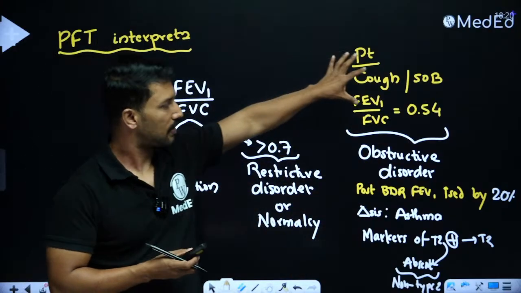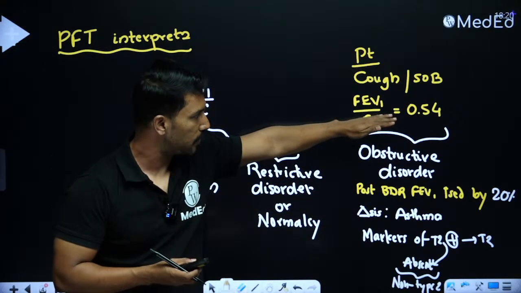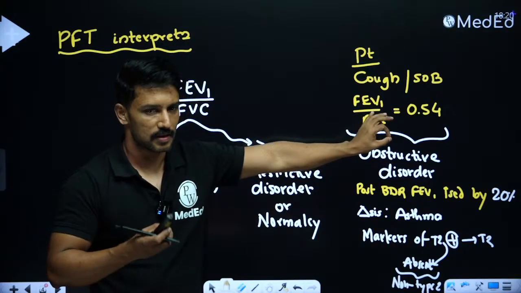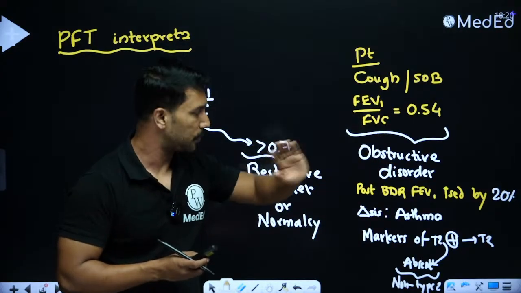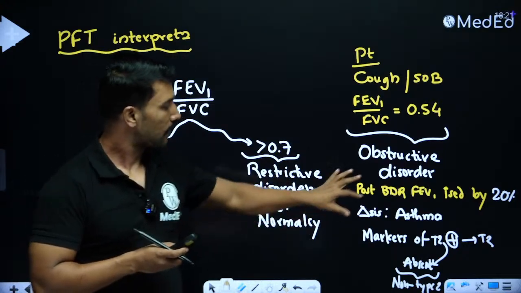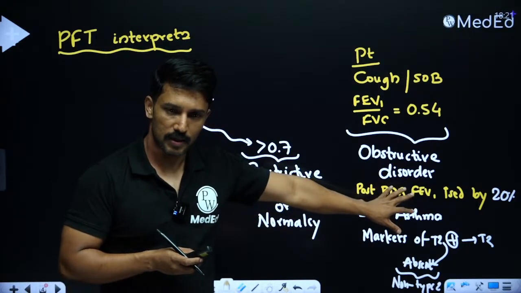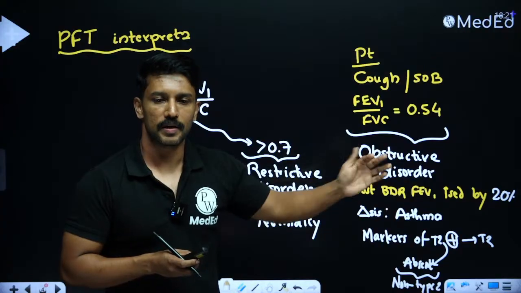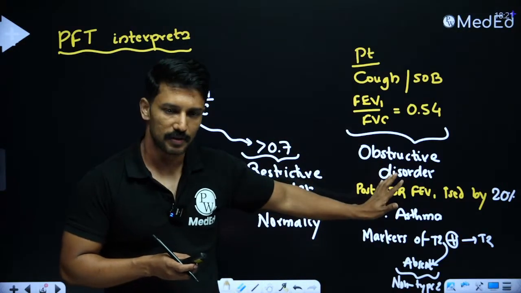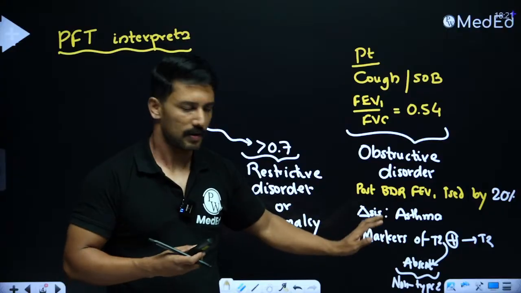Any patient with respiratory symptoms, first look at the FEV1 by FVC ratio. If it is 0.7 plus, non-obstructive, meaning restrictive disorder. Less than 0.7, it is obstructive disorder. After that, mainly to differentiate between asthma and COPD, look at the bronchodilator reversibility. 12% or higher improvement in FEV1, it is asthma, reversible obstruction. Less than 12%, it is COPD or maybe bronchiectasis.